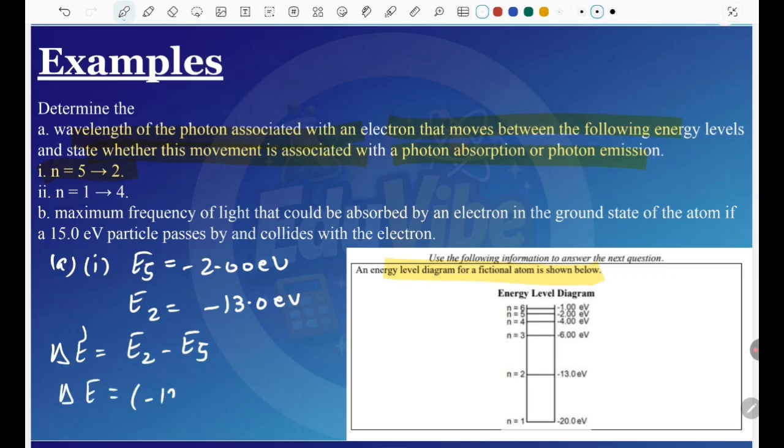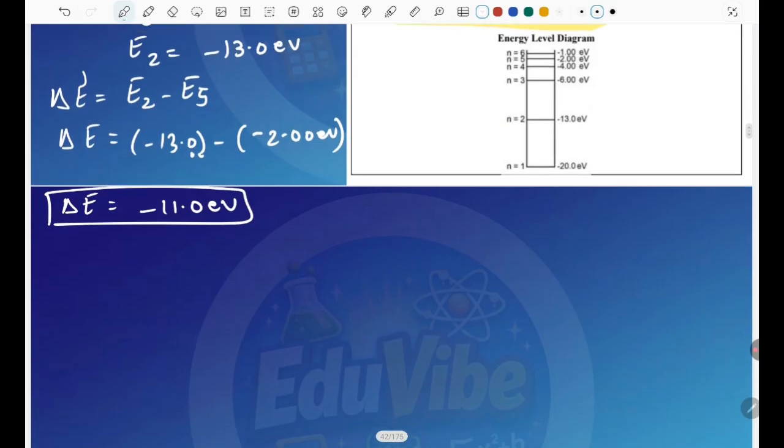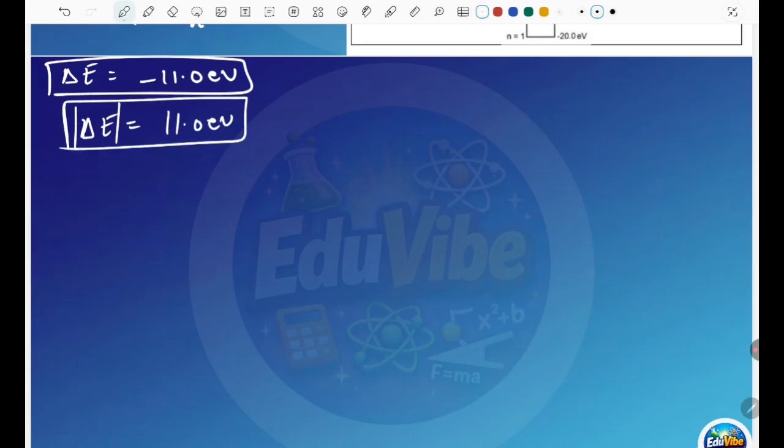So we have minus 13.0 eV minus 2.00 eV. When you calculate this, you get your delta E of about minus 11.0 eV. But this is the absolute one, so which means your delta E is 11.0 eV. Not in negative, you get the absolute value in this.